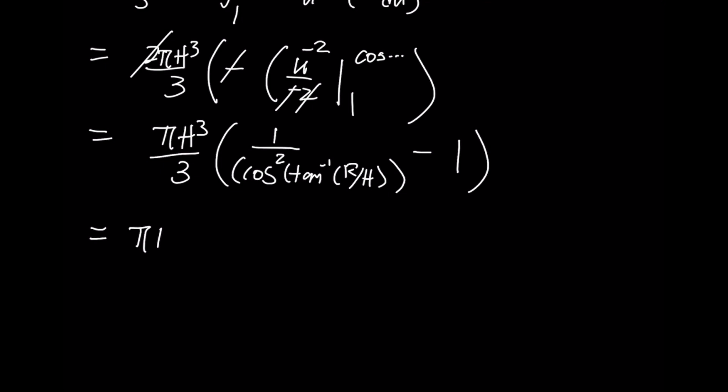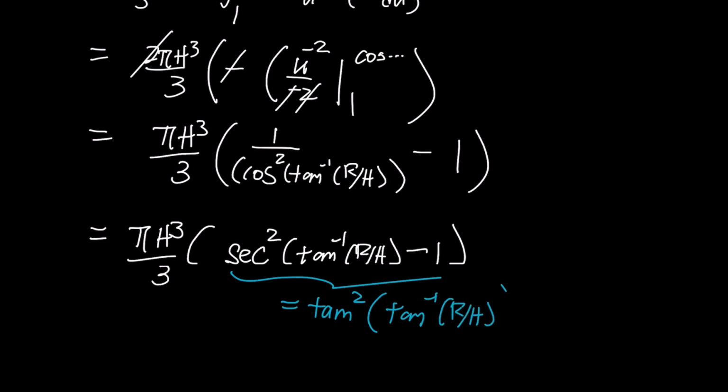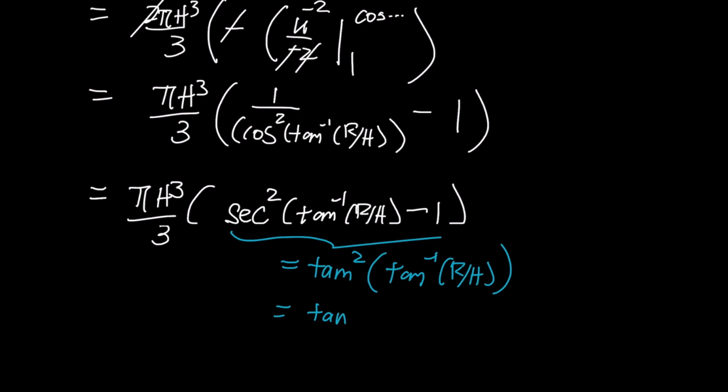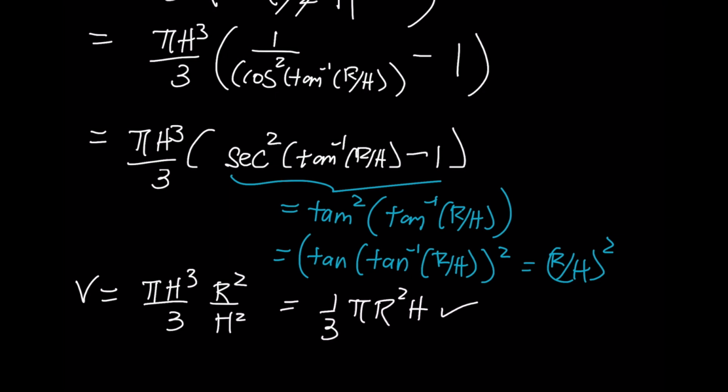This can be written as secant squared of this tan inverse of r over h, subtract 1. There's a trig identity that says 1 plus tan squared is secant squared. So this ends up being the tangent squared of the inverse tangent of r over h. Remember that this tangent square is on the outside, so we will have the tangent of an inverse tangent all squared, which just boils down to r over h all squared. So at the end of the day, the volume here is pi h cubed over 3 times r squared over h squared, which is 1/3 pi r squared h as expected.